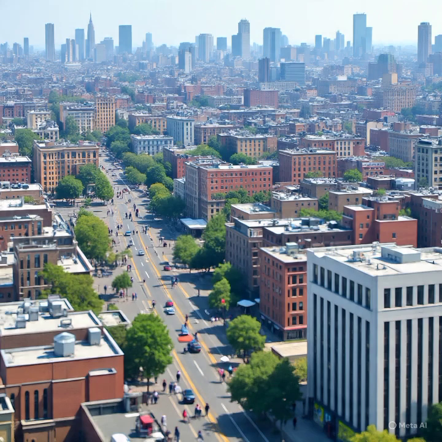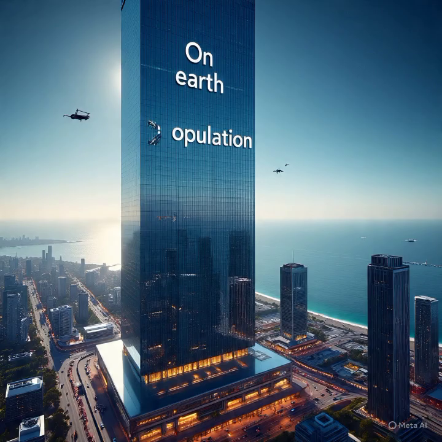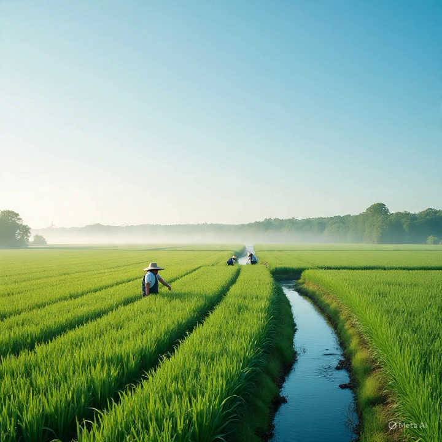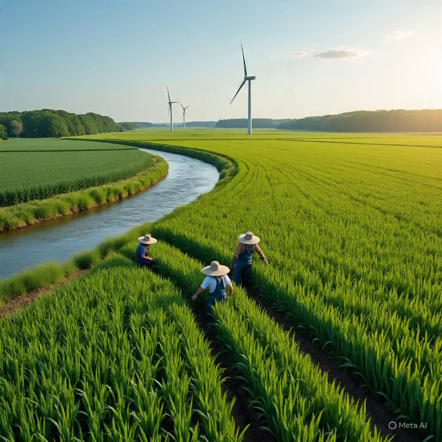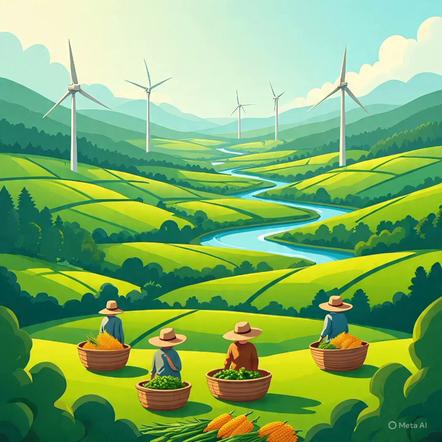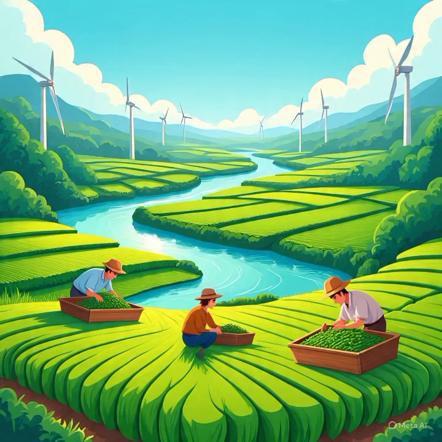Resources and population. The relationship between resources and population has always been one of the most important concerns for human societies. Resources are the basic necessities of life, such as food, water, energy, minerals, and land, while population refers to the number of people living in a particular region or on the entire planet.